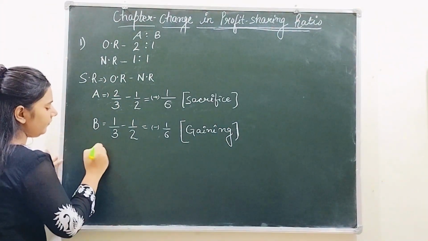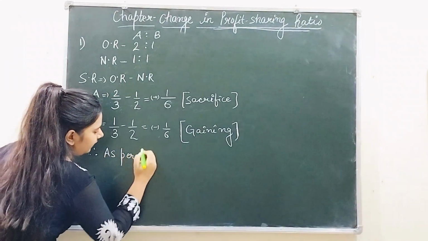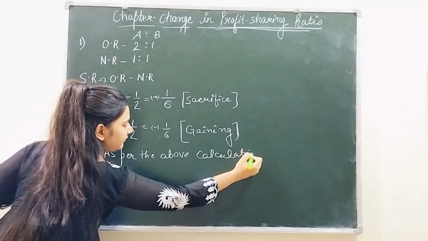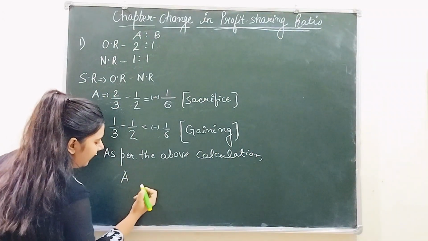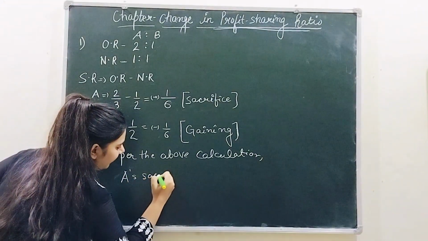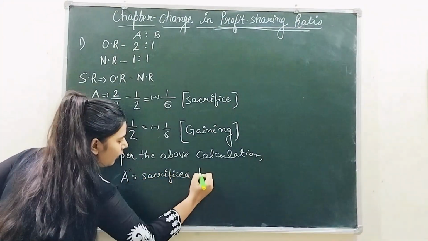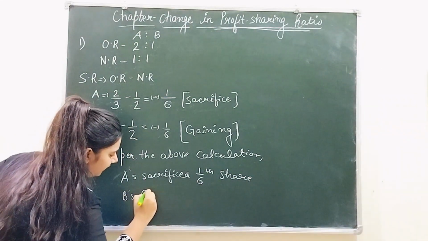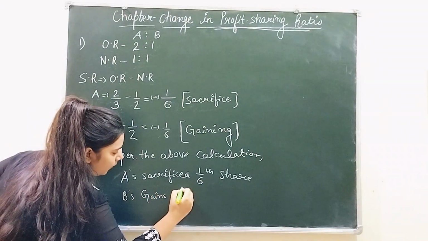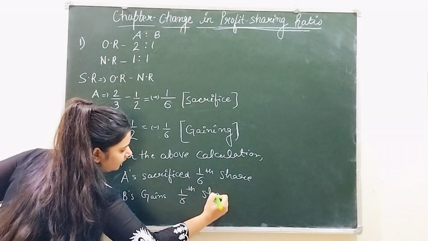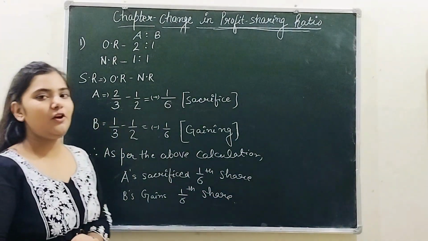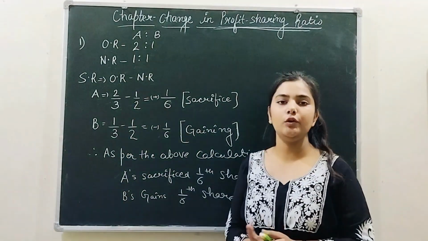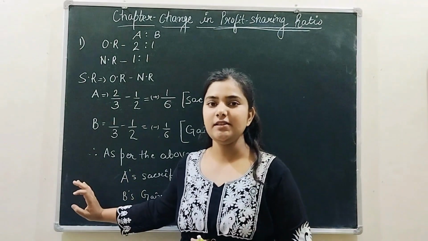So how are you going to conclude the question? You are going to write: as per the above calculation, partner A sacrificed 1/6 share and B gains 1/6 share. So this is the answer of your question. This is how you have to apply the formula of sacrificing ratio, and then you have to conclude your answer. Right? So I hope this is much clear to you.